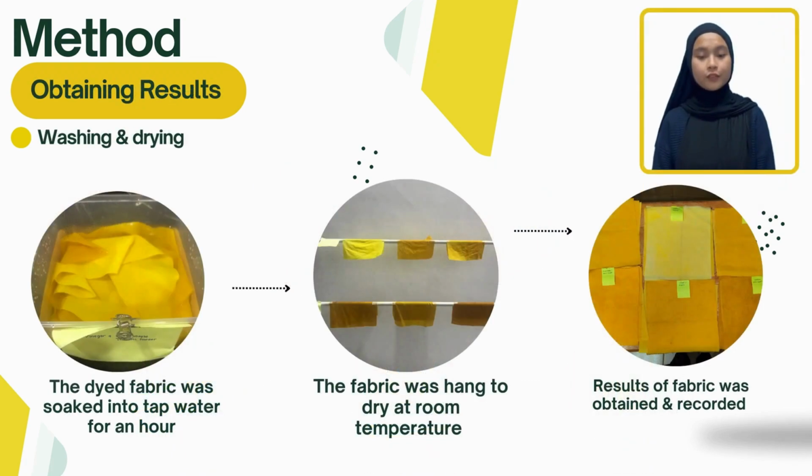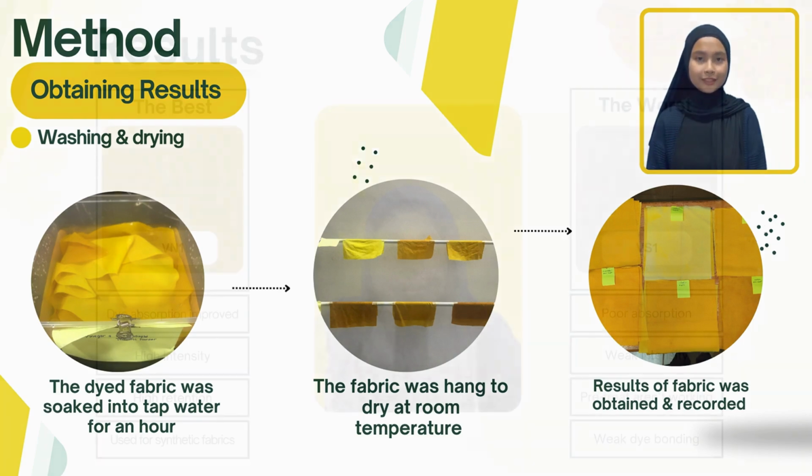The final stage of the method is where we tested the durability of the dye. We soaked the dried dyed fabric in tap water for an hour, and hung it to dry at room temperature for 24 hours. This step allowed us to evaluate how well the dye adhered to the fabric and its resistance to washing. By following this systematic approach, we could gather meaningful data on the effectiveness of turmeric as a natural dye.